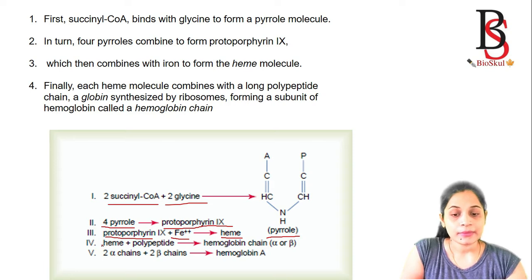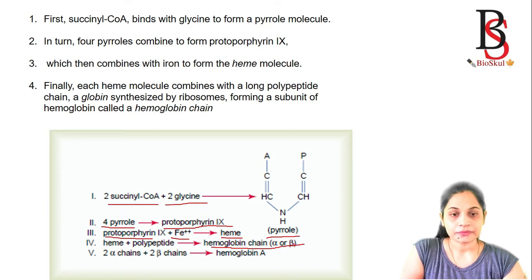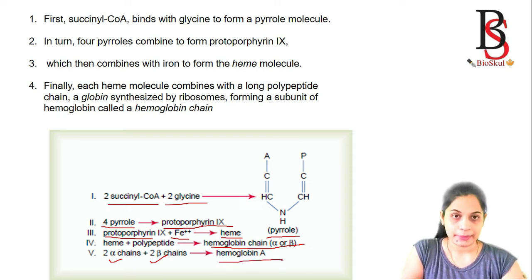Then the heme molecule finally combines with a long polypeptide chain to form the hemoglobin. Okay, the hemoglobin, or the polypeptide chain, is composed of 2 alpha chains and 2 beta chains in hemoglobin type A.